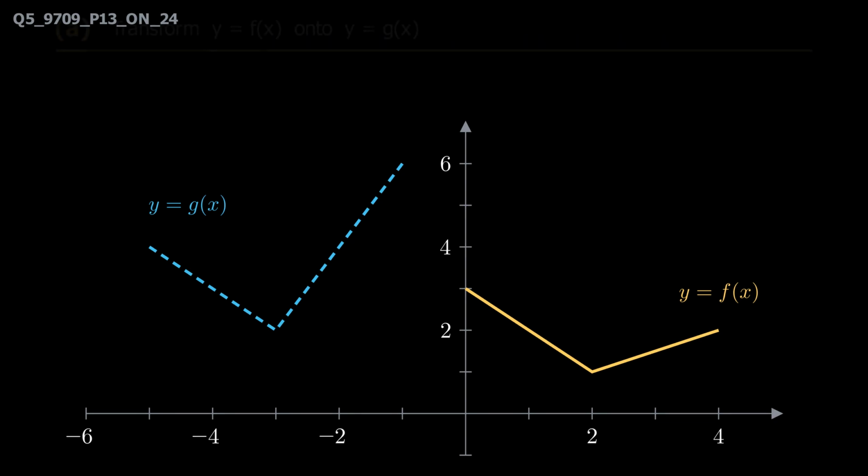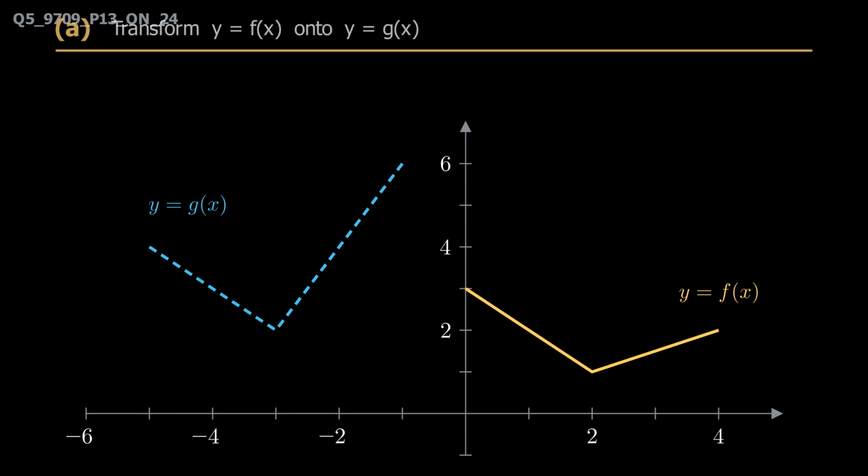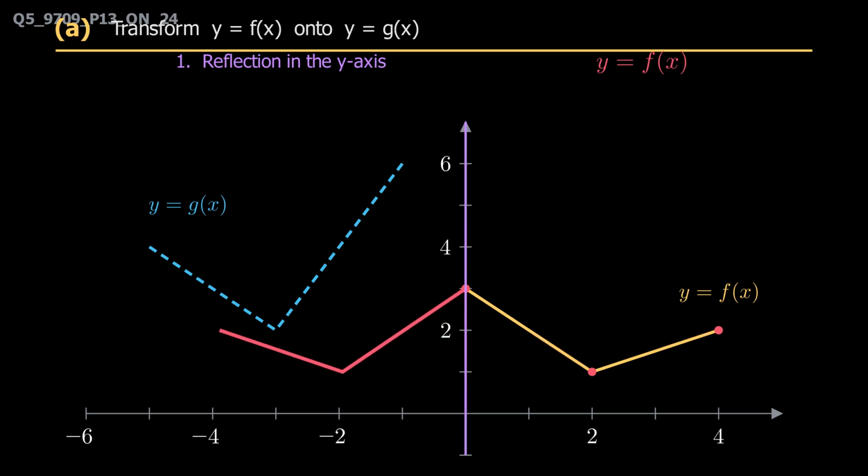Part A. Describe 3 transformations that take f onto g. Track the shape with a working copy and the key vertices. Step 1. Reflect in the y-axis, so x becomes negative x. The curve becomes y equals f of minus x.